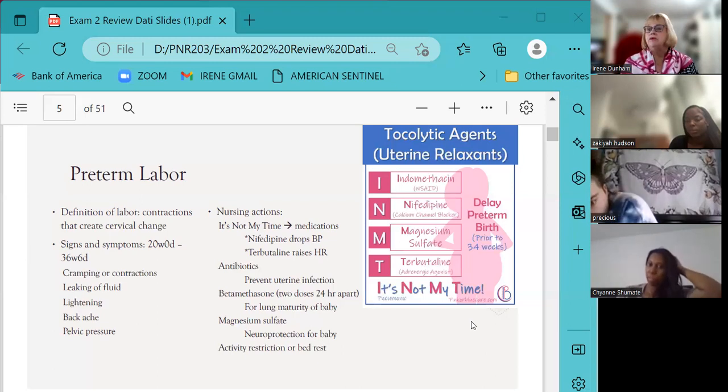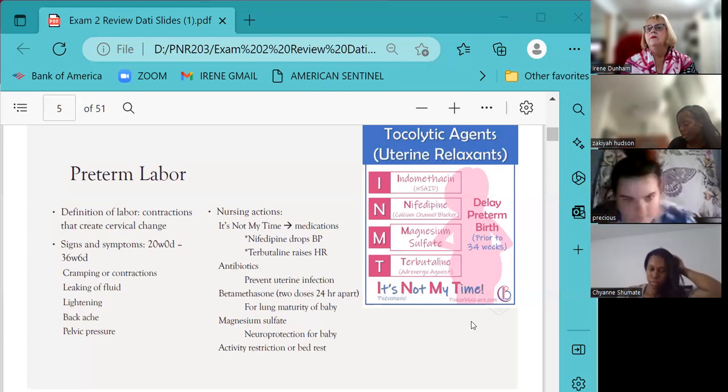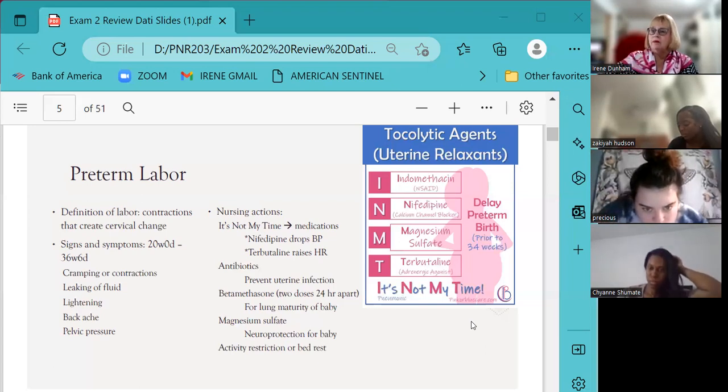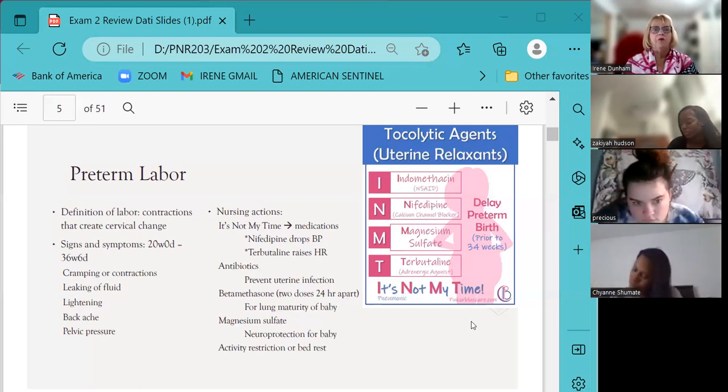She's got maybe some leakage of fluid. She has lightening. What's lightening? Where the baby drops down, backache, pelvic pressure.